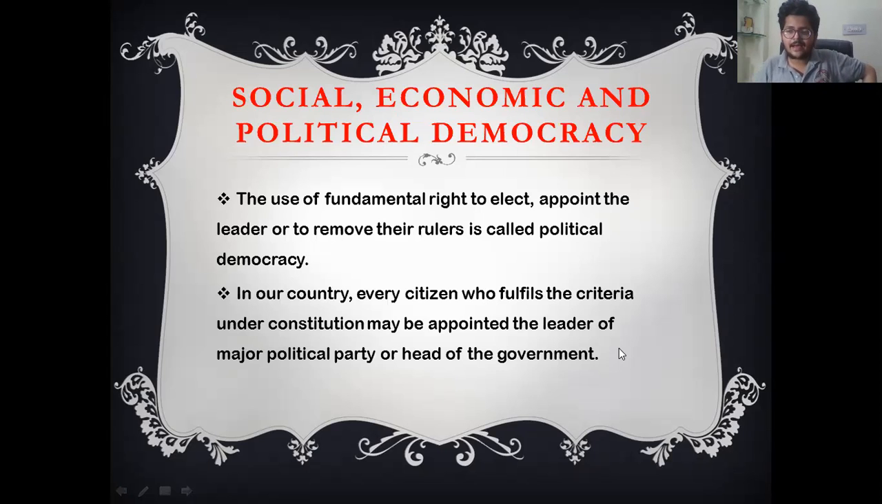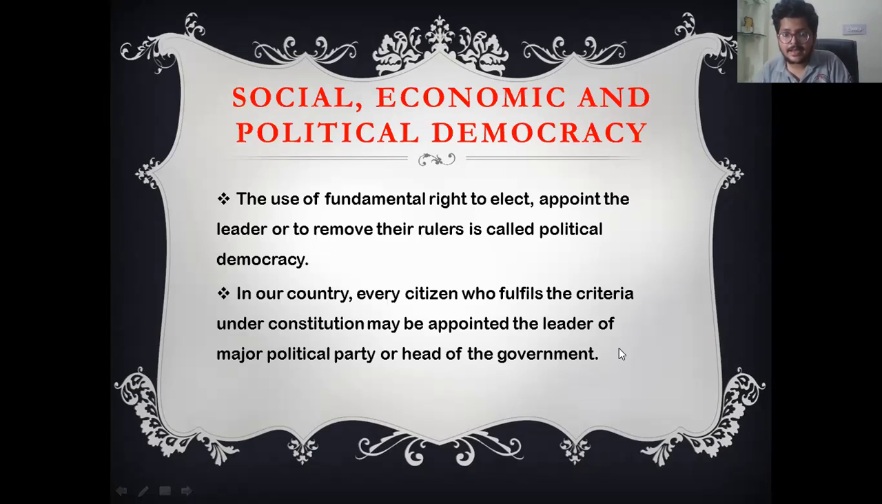Like, we have certain criteria mentioned in the constitution which are required to become the prime minister of India, the member of parliament, or the president of India. Head of the government is always the prime minister in our country. The prime minister is always the head of the government, and the head of the state is always the president. The head of the country is the president, and the head of the government is the prime minister. Remember this.